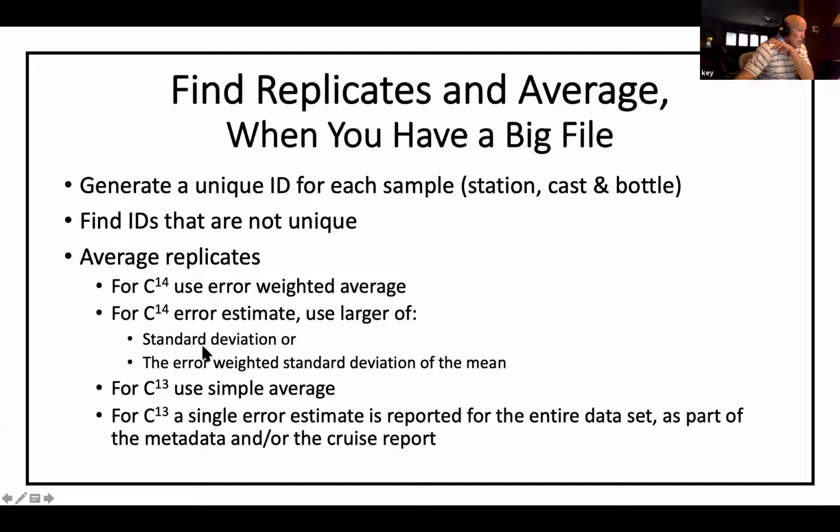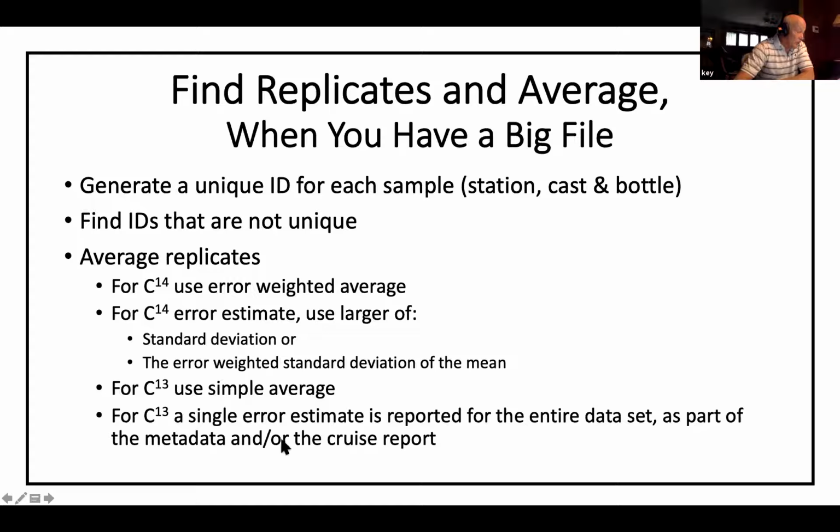So I use the larger of the standard deviation of the replicates or the error weighted standard deviation of the mean. Now, given what the errors are, 90% of the time, the standard deviation is the larger number. But occasionally it can come out to be this other one. Either way, I take the larger of those two. For our C13, we use a simple average. And the WHOI standard for C13 data is to not report an error with each data point.